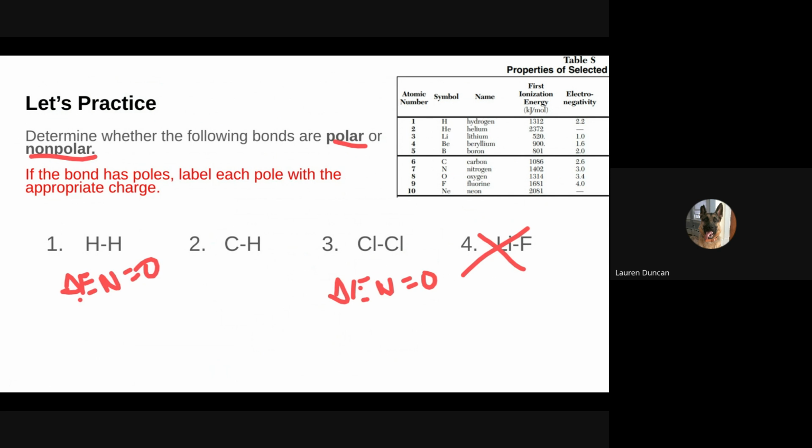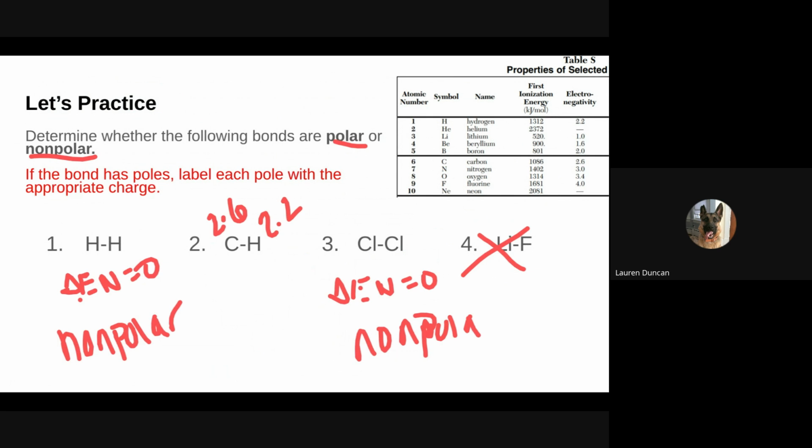Number 4, I said I'd just get rid of it for now. In 2, carbon's electronegativity is 2.6. We just did this one. Hydrogen's is 2.2. So these are nonpolar. Sorry, I messed up. Those are nonpolar. No poles. Electrons are shared equally.